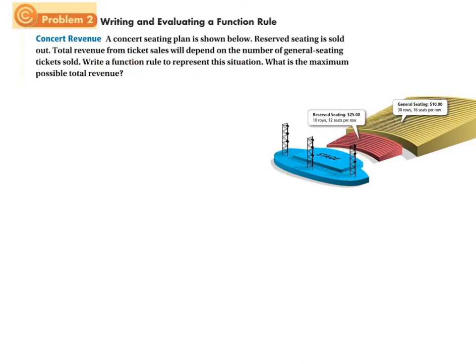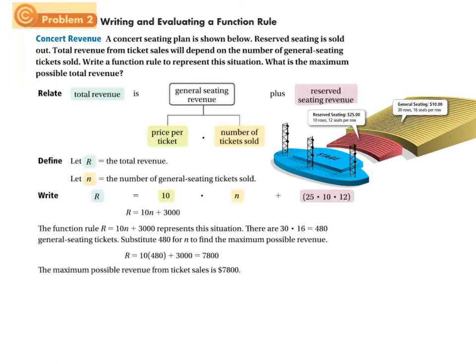So write a function rule to represent the total revenue from ticket sales, which depends on the number of these general seating tickets sold, $10 each. Okay, write a rule, and then what's the maximum possible revenue? Because we can't go up forever. There's a limit to the number of people that will sit in this venue. Okay, so here's what it looks like.